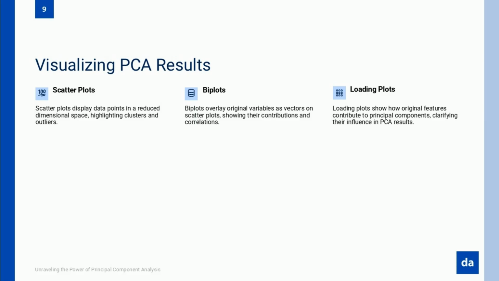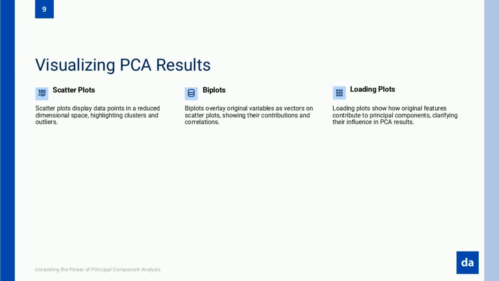The tools to create these visualizations are readily accessible. Python libraries like Matplotlib, Seaborn, and scikit-learn provide comprehensive functionality for creating high-quality PCA visualizations. For those working in R, packages like ggplot2 and FactoExtra offer robust options for producing informative and aesthetically pleasing plots.